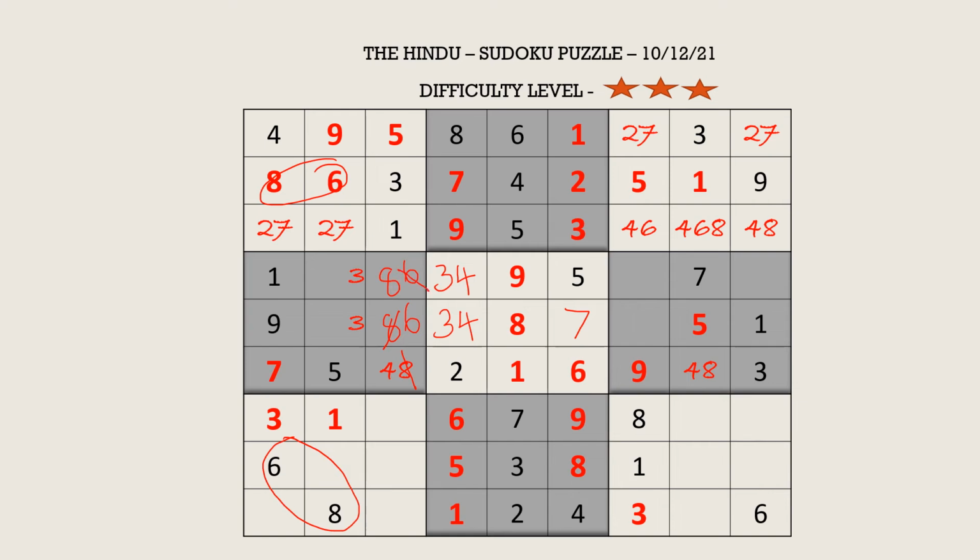So that leaves 2 missing numbers in this block. So the missing numbers are obviously 2 and 3. So let's make this a 2 3 pair. So this 2 cancels out the 2 here. This 2 gets cancelled. So this becomes a 7 and this becomes a 2.